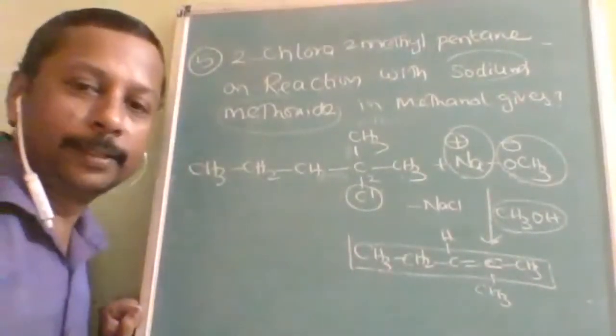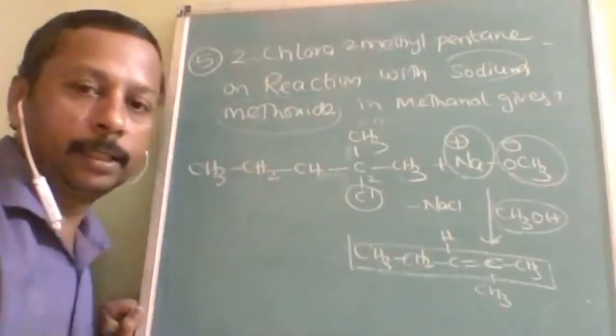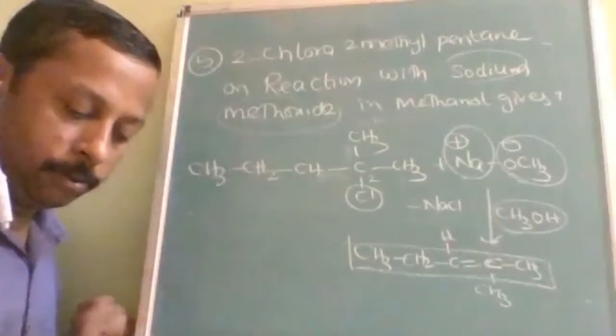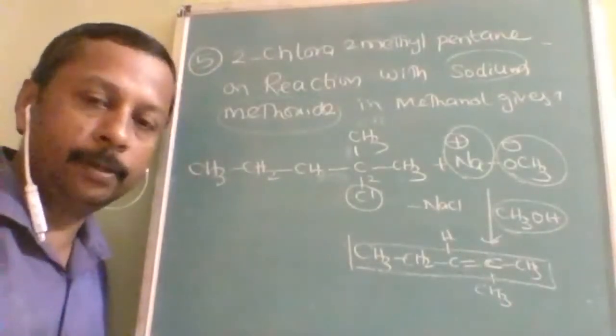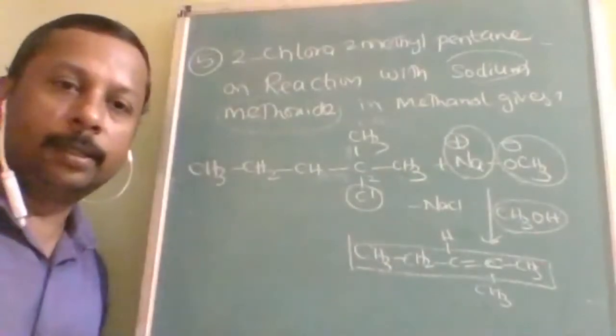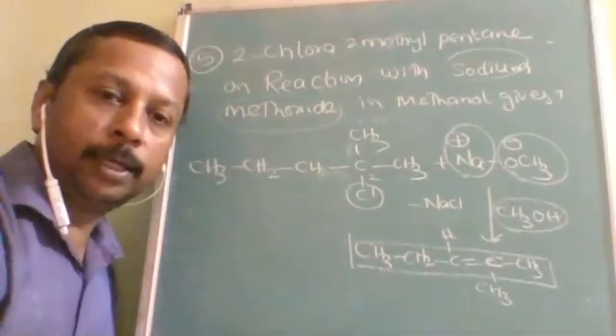What is its name? 2-methyl pent-2-ene. What is the answer? 2-methyl pent-2-ene. So the answer is only 3, or only C. Is it understood? So the first option is given as only C.